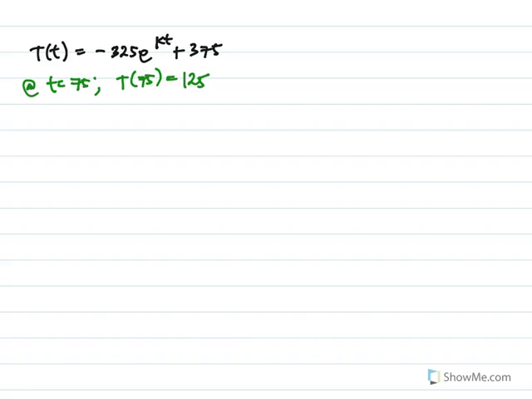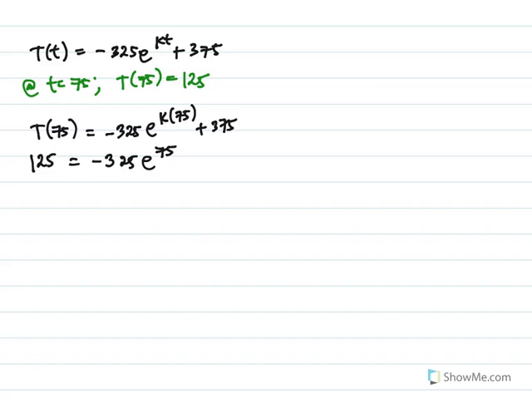So, if we impose this, we will have T of 75 equals negative 325 e to the k times 75 plus 375. So, in place of T of 75, we put 125 equals negative 325 e raised to 75k plus 375. So, ang goal natin dito is to solve for k. Kasi yan lang naman actually nawawala para makakuha tayo ng complete na particular solution, no? Si k na lang kailangan nating i-solve.